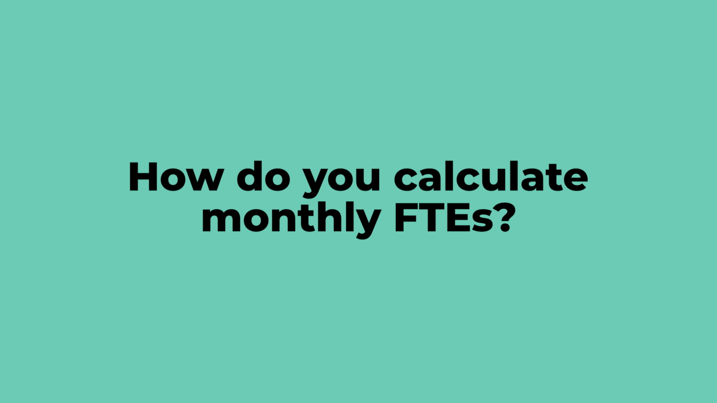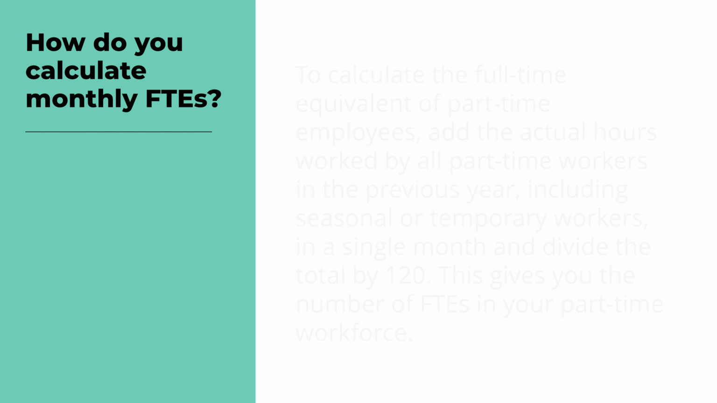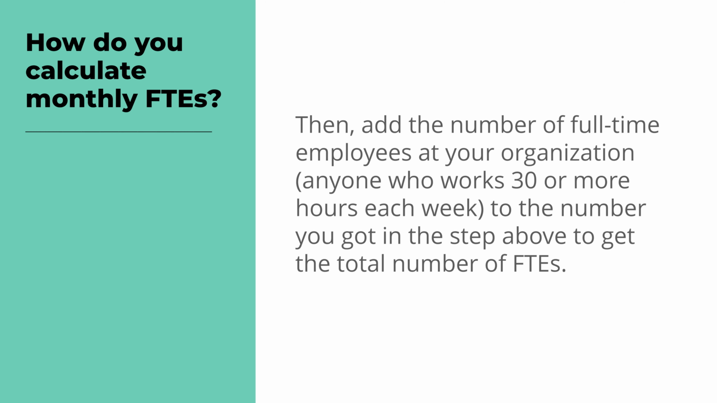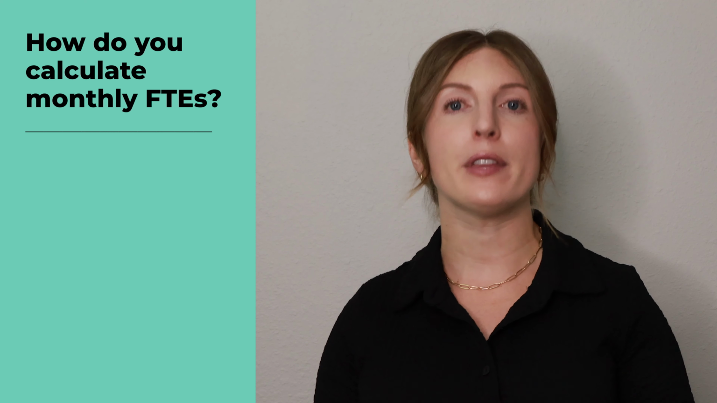How do you calculate monthly FTEs? To determine if your company is an ALE, you must include all FTEs in your total number. To calculate the full-time equivalent of part-time employees, add the actual hours worked by all part-time workers in the previous year, including seasonal or temporary workers, in a single month, and divide the total by 120. This gives you the number of FTEs in your part-time workforce. Then add the number of full-time employees at your organization, anyone who works 30 or more hours each week, to the number you got in the step above to get the total number of FTEs. To look at it another way, check out this formula.